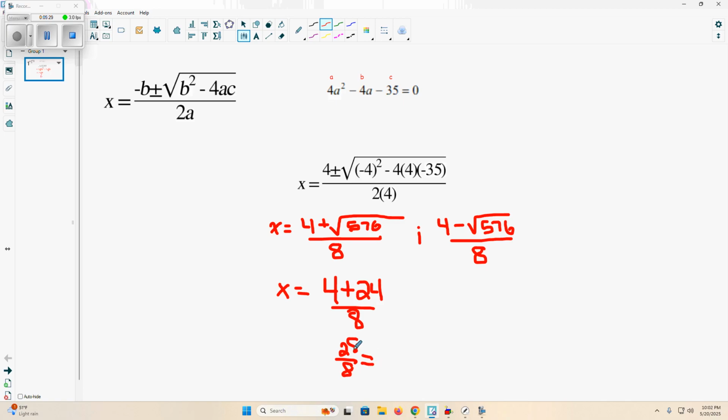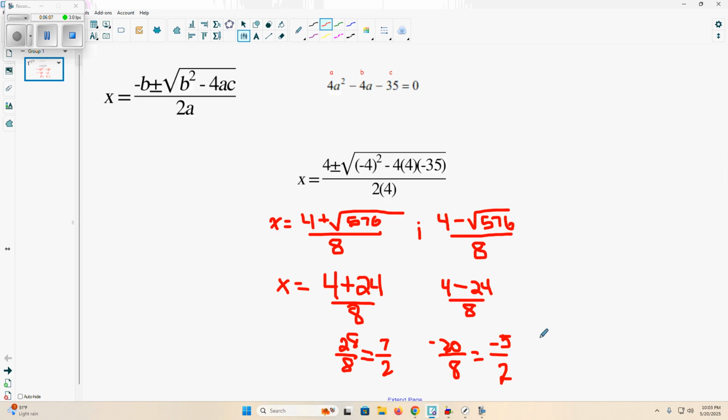Which you could reduce. You don't need to make it a mixed number, but I'm looking at that. 4 goes into them both. That's going to be 7 over 2, or 3.5. And then you go over here and you do minus, so you're going to have 4 minus 24 divided by 8, which is going to be negative 20 over 8. Which we reduce by 4, negative 5 over 2. So our two roots in this case are 7 over 2 and negative 5 over 2.